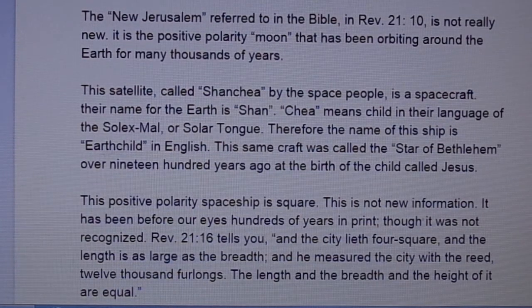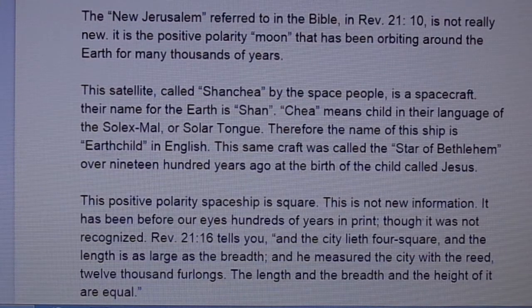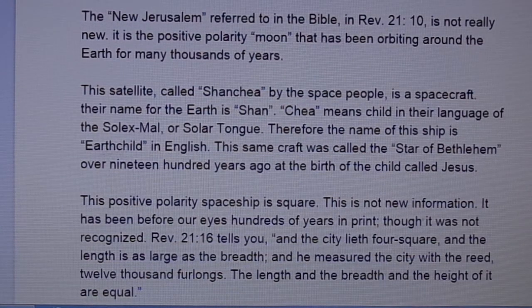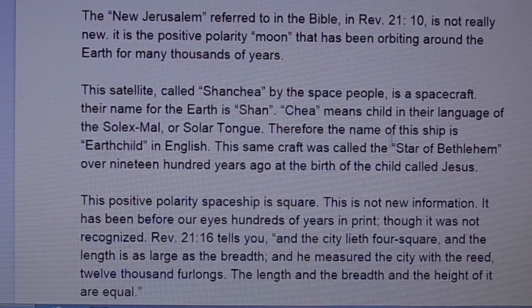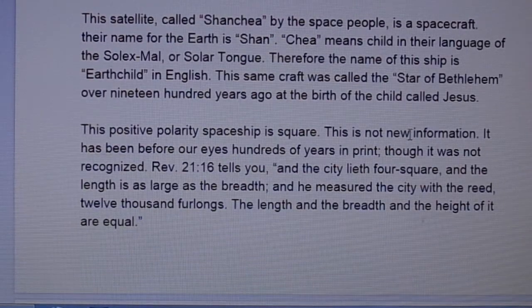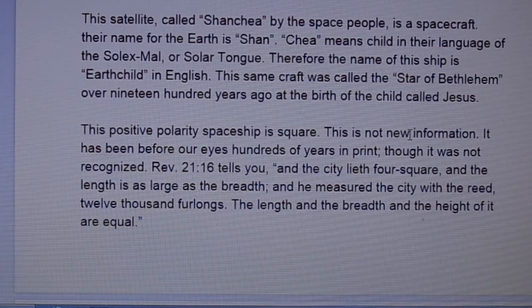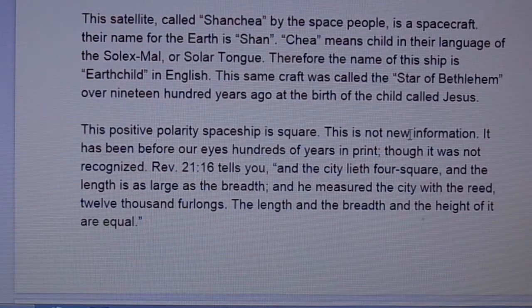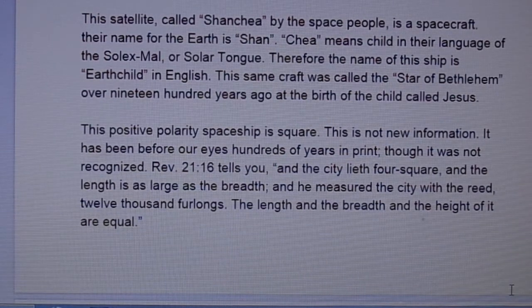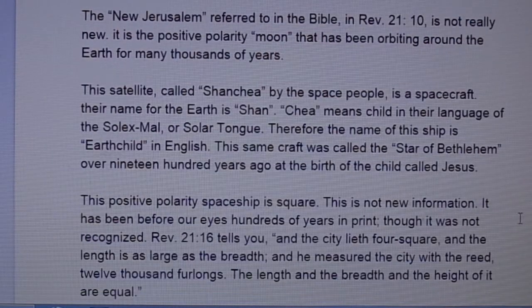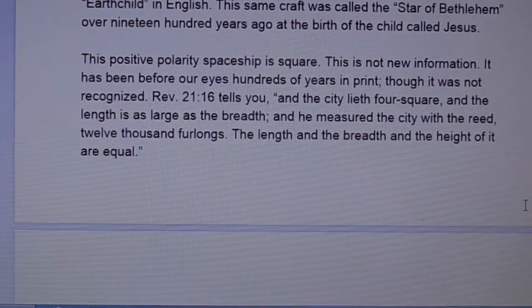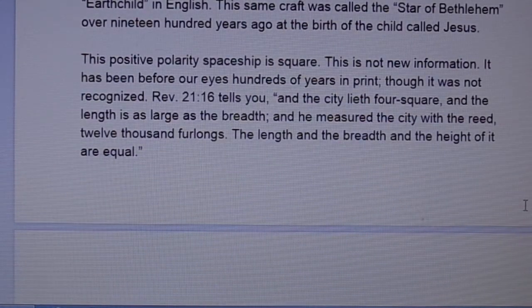The same craft was called the Star of Bethlehem over 1900 years ago at the birth of the child called Jesus. The positive polarity spaceship is square. This is not new information. It has been before our eyes hundreds of years in print, though it was not recognized. Revelations 21:16 tells you, and the city lieth foursquare, and the length is as large as the breadth. And he measured the city with the reed 12,000 furlongs. The length and the breadth and the height of it are equal. The positive polarity spaceship is square.